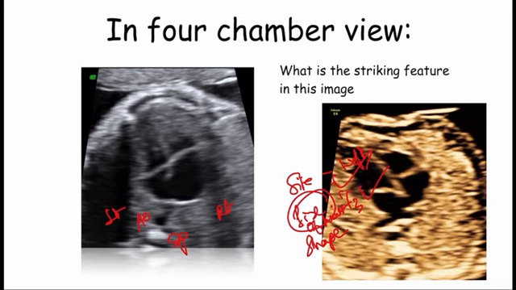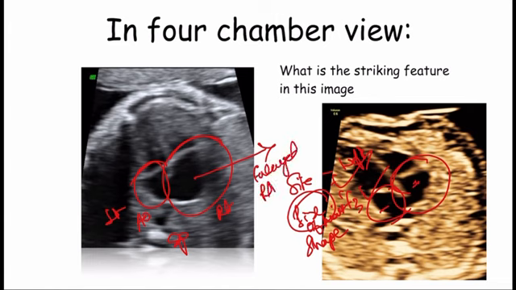Now you can compare it with the normal four-chamber view. What is obvious is the right atrium is prominent over here, whereas here it's almost of the same size. Here the left atrium appears smaller, the right atrium appears prominent. There are quite a number of differential diagnoses for an enlarged or prominent right atrium, and TAPVC is one among that.